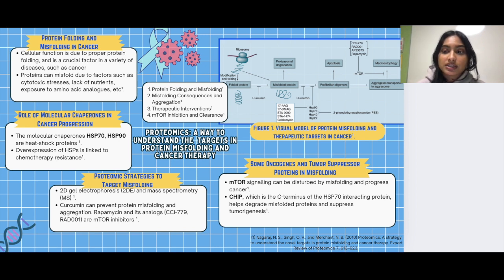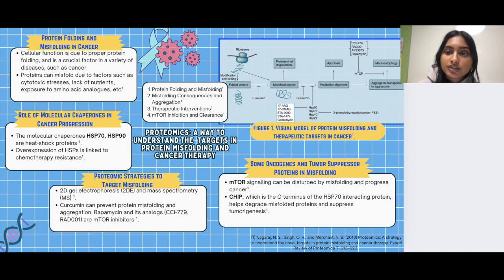And then step 3 shows the therapeutic interventions such as curcumin, which can prevent misfolding, and HSP inhibitors such as HSP90 and HSP70, which block protein aggregation and also help with degradation. The last step is mTOR inhibition and clearance, where the mTOR inhibitors like rapamycin, CC1-779, RAD001, and AP23573 increase macroautophagy to help clear misfolded proteins. This inhibition of mTOR stops aggregates from accumulating and reduces the risk of apoptosis.